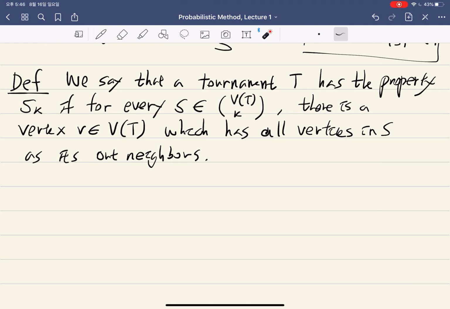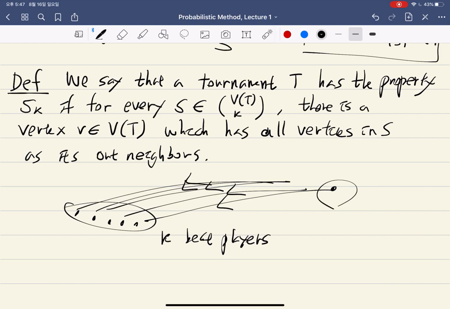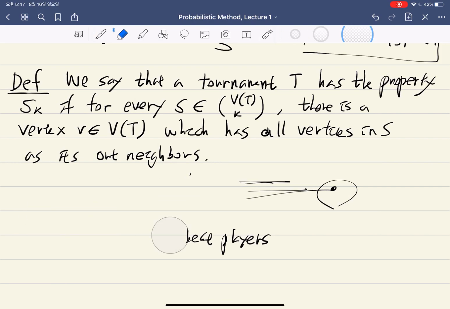So in general, if a tournament has this Sk property, that roughly means that there is no good way of ordering all the players depending on how good they are. So what it says is that you choose, say, k best players. So you choose k players, but there is another player, not chosen, who has beaten all k of them. So you might say that this player is better than all of the chosen ones. So it is difficult to actually choose the k best players.